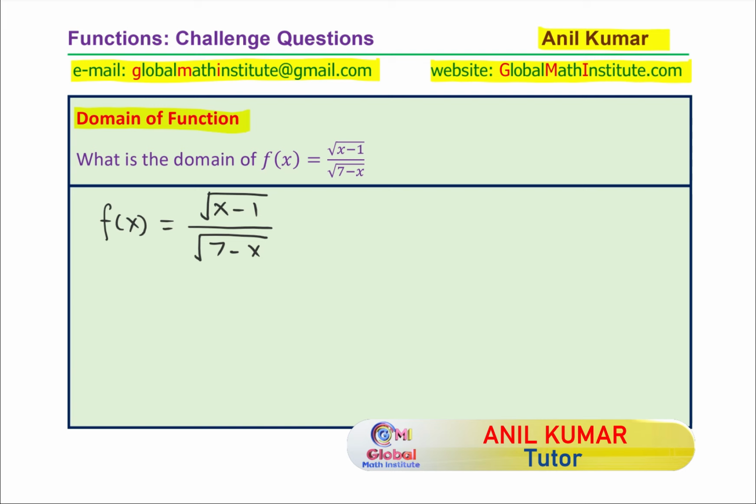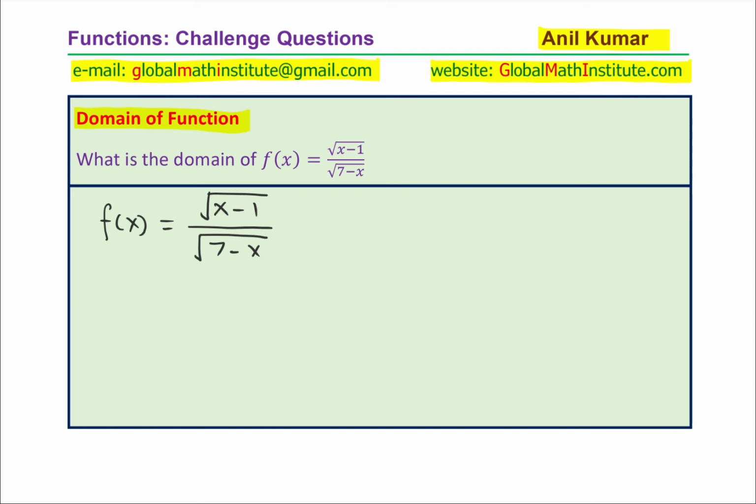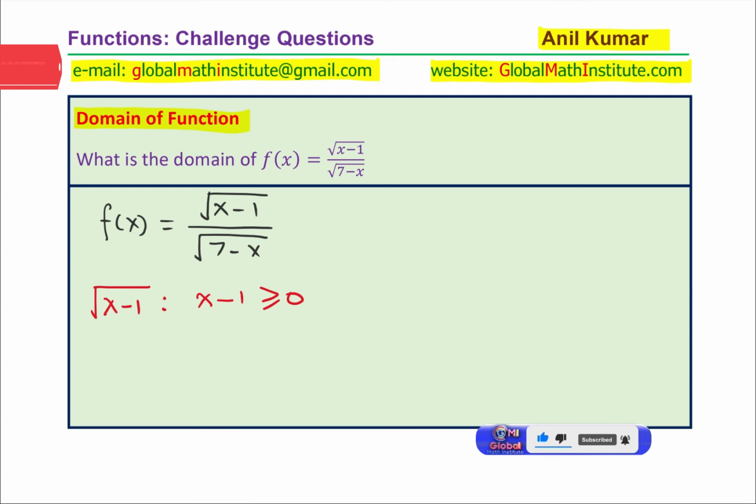Okay, now let's figure out how we find the domain. In the numerator, we have a square root function. The radicand within it should always be greater than or equal to 0, right? So if you look at square root of x minus 1, it means that x minus 1 should be greater than or equal to 0, correct? And that means x is greater than or equal to 1, correct? So that is a part solution.